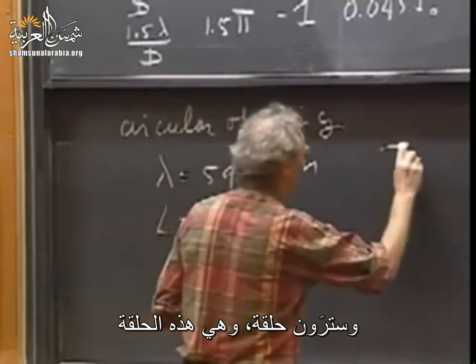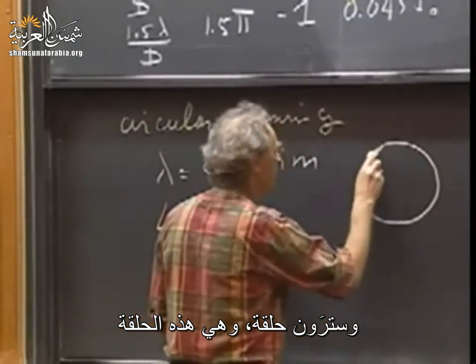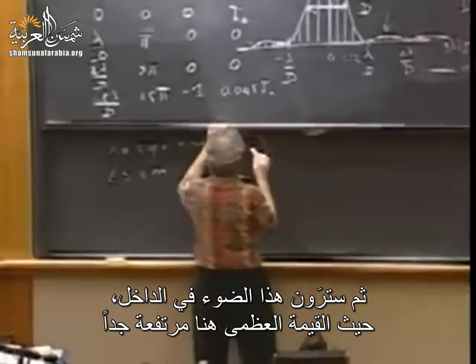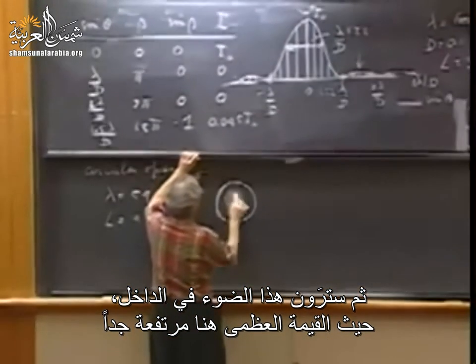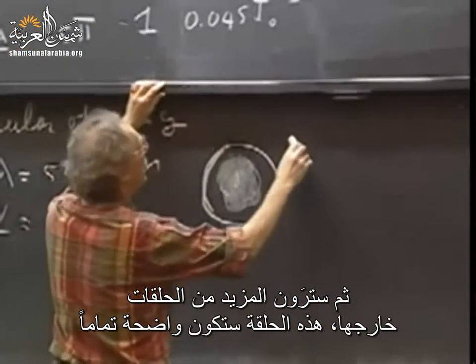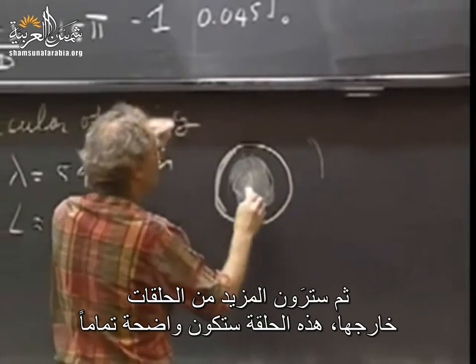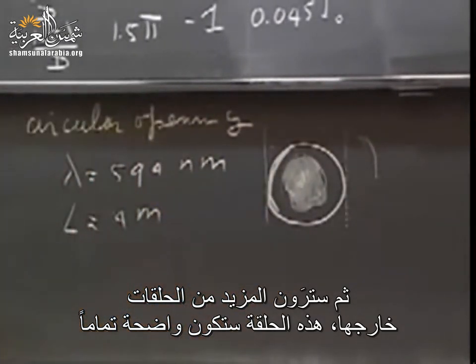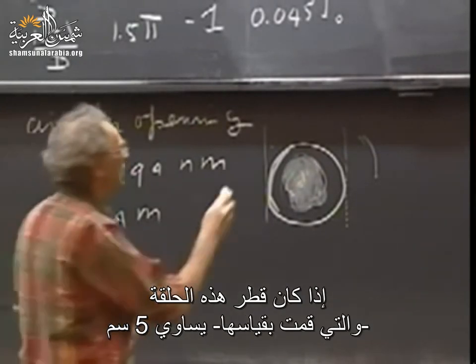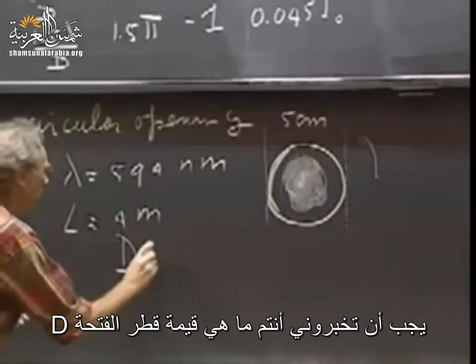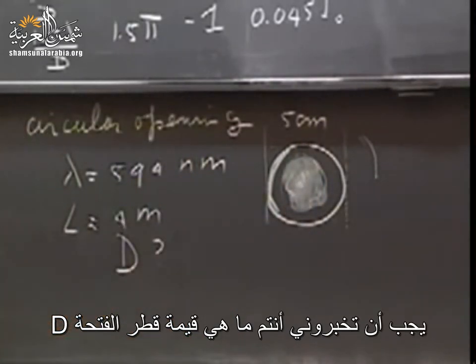And what you're going to see is a ring, which is this ring, and then you see this light inside, which is very difficult for me. This is the very high maximum, and then you will see more rings outside. This ring is quite well defined. You're going to see that very sharply defined. And if this ring, which I measured, is about 5 centimeters in diameter, you should be able to tell me what the diameter of the opening is.